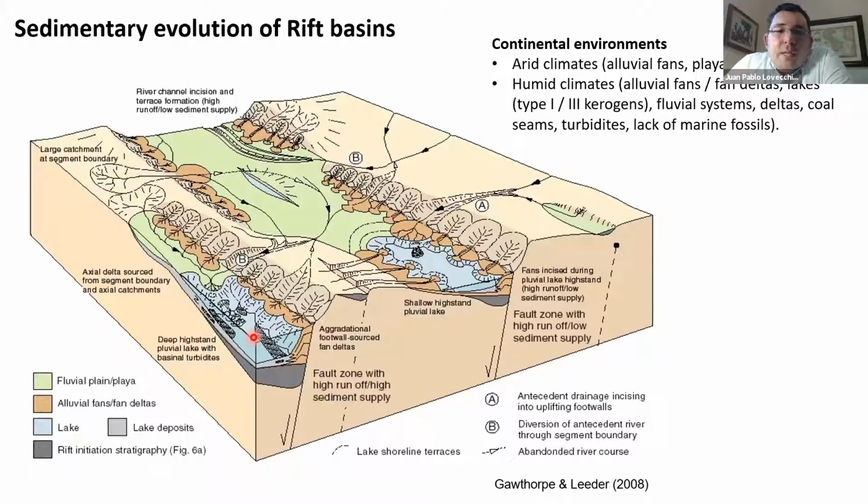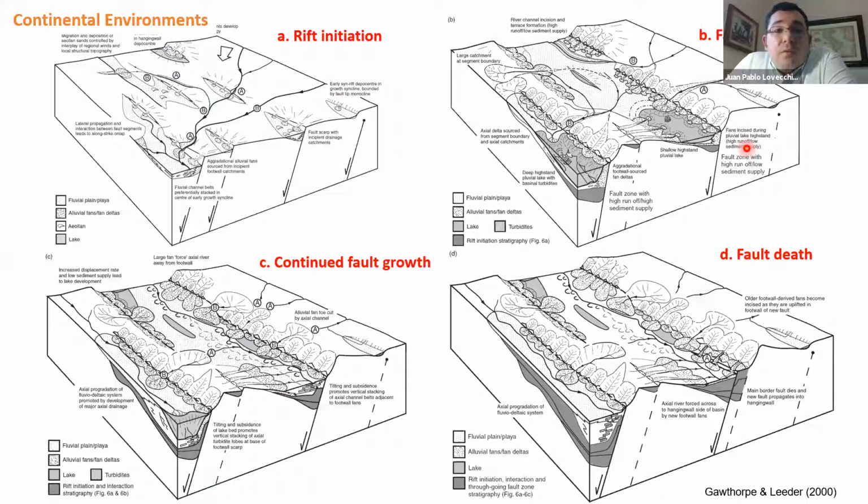And what's particular about these rifts filled with continental environments is that you will not find marine fossils. You can find plants, you can find dinosaurs, you can find any kind of continental animals, but not marine fossils. This is one of the key elements to differentiate from marine environments, right?